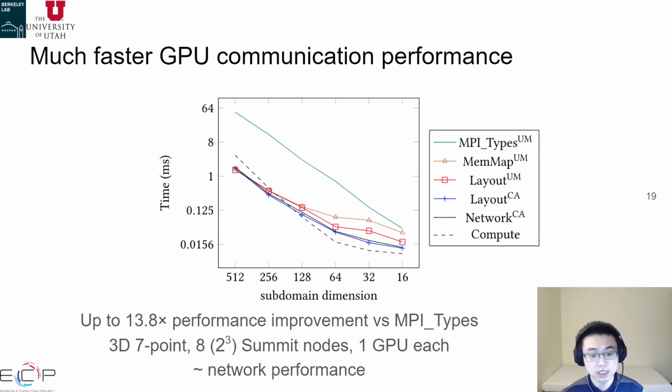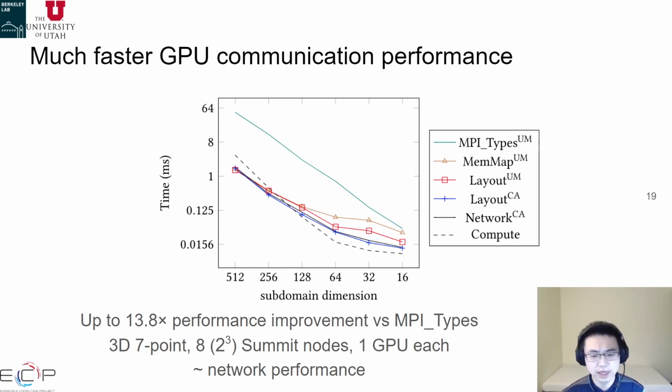We find that layout optimization with CUDA-aware MPI achieves the best performance, very close to network performance using CUDA-aware MPI, that is, communicating the message-size buffers with CUDA-aware MPI. Layout optimization with unified memory is a bit slower because it is moving data implicitly between CPU and GPU. And memory mapping with unified memory is slower still because it also requires some padding to align the regions on the surface and in the ghost zone to page boundaries.